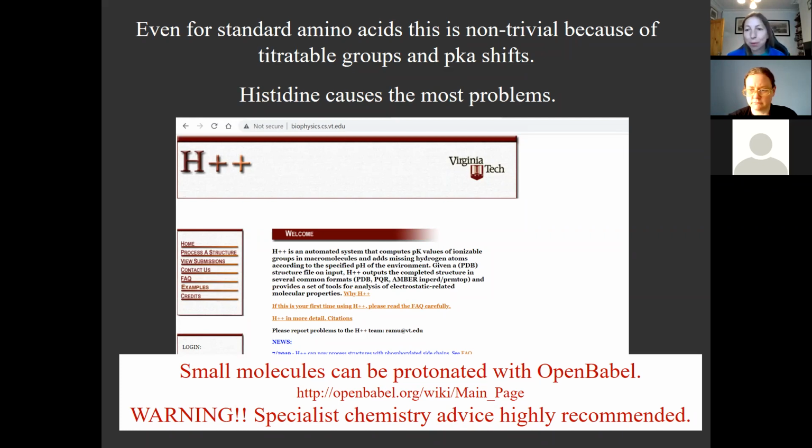And then, of course, what you want to do is once you've protonated your protein with H++, or a different code for, oh, I've got the chat. Aha, yes, Sarah has correctly pointed out that there's a really, really good workshop on protonation states and pKa.